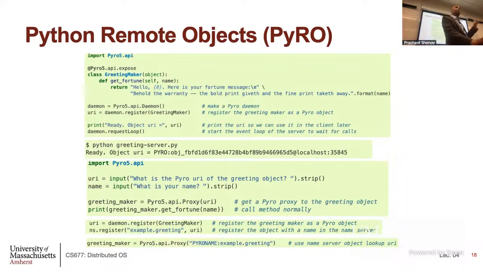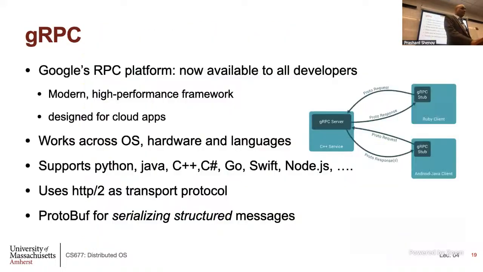Okay. So that's your Pyro code. So this is how you are going to write this. If you are going to do your labs in Python, and you are going to end up using Pyro, this is the type of code you have to write. You do it in Java, you will use Java RMI. All right.